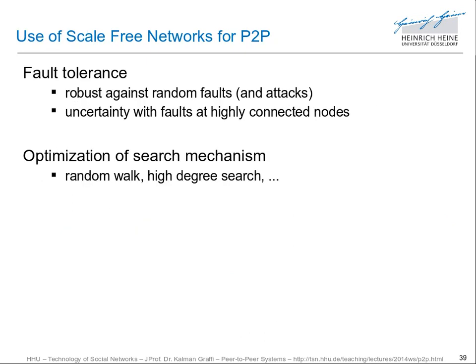So why do we use scale-free networks for peer-to-peer networks? Because of the fault tolerance, which we get with the high clustering coefficient. Through this, it is robust against random faults, as I said before, but attacks and faults at highly connected nodes are a weakness. Also, we can optimize some search mechanisms in scale-free networks, for example with the random walk or the high degree search, and so on.